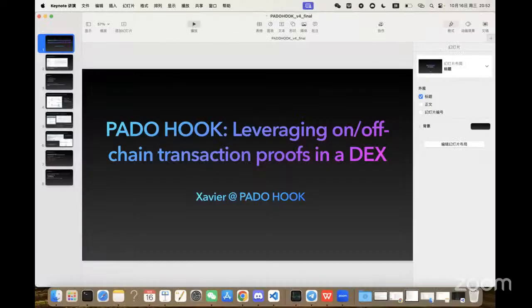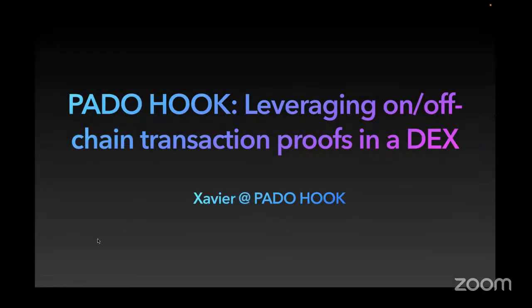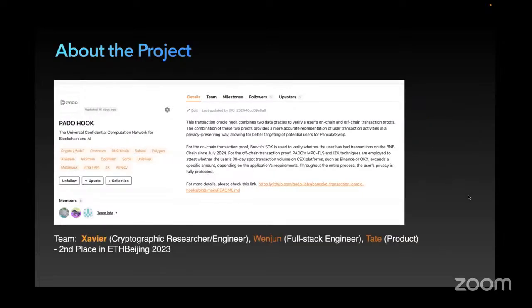Okay, let me share my screen first. All right. Hi everyone, I'm Xavier from the project Pado Hook. Our project basically leverages the power of on-chain and off-chain transaction proofs to empower a DEX. And this is some basic introduction about the project.